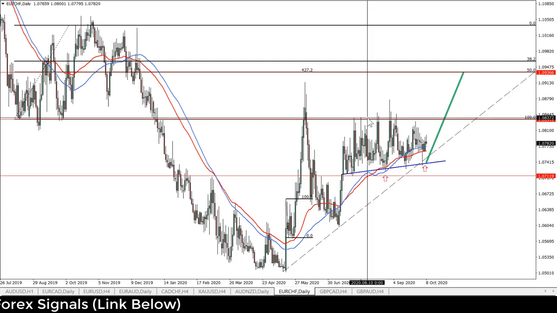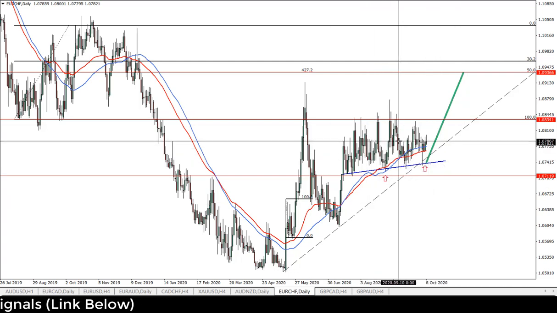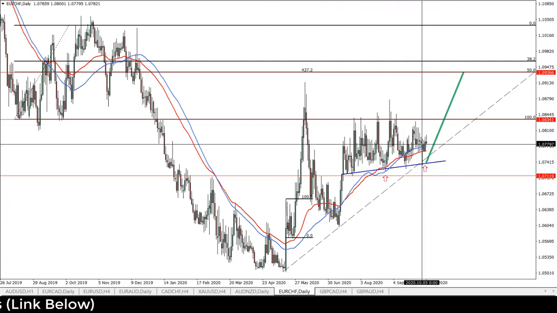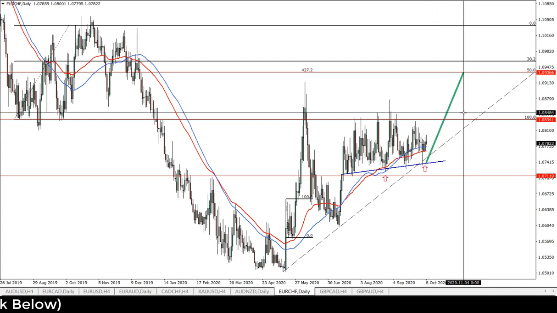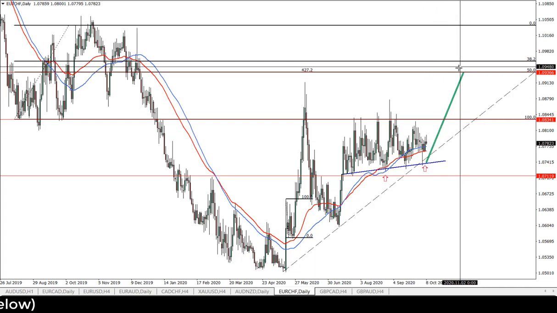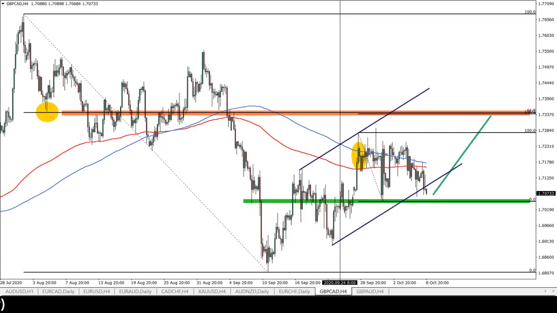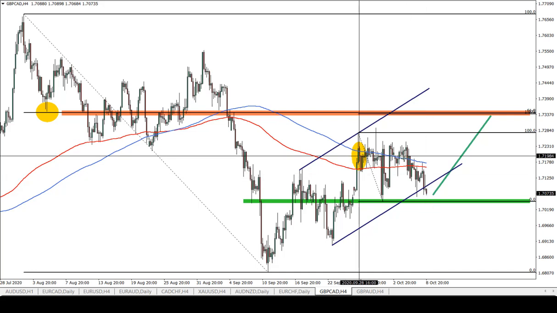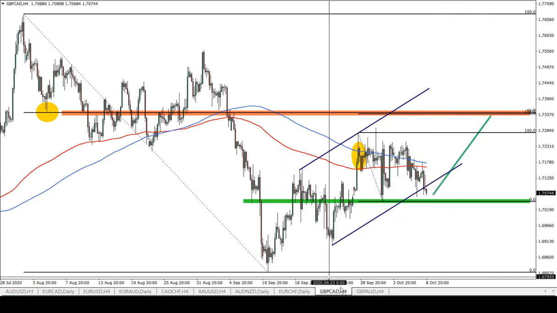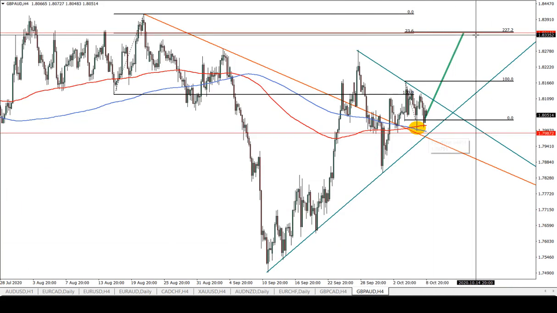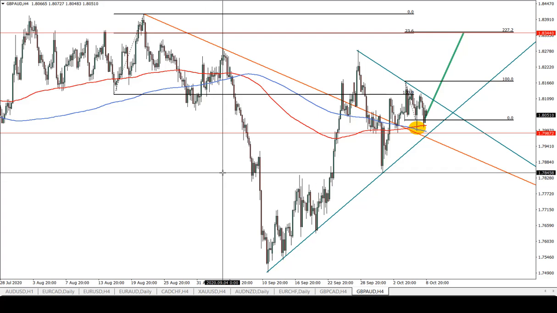Euro Swiss franc, nothing changed, still bullish. Range trading continues. This is the daily time frame. Obviously it can take 1, 2 or 3 weeks for the price to reach the resistance that I did expect. And pound Canadian, we just had analysis, obviously upside move expected. Pound Australian, same.